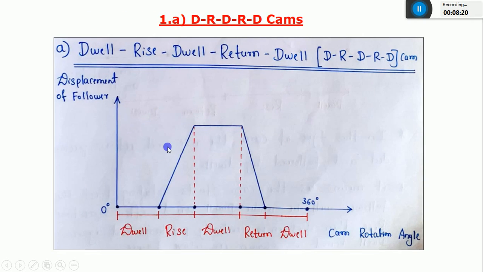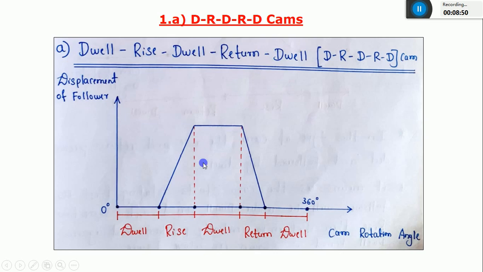So you can see along the x-axis, I have plotted the cam rotation angle from 0 to 360, and along the y-axis, I am plotting the displacement of the follower, or you can say the lift of the follower, the distance traveled from 0 to 10 mm, 20, 30, and 40. The maximum I am taking is 40 mm. The distance traveled by the follower is 40 mm, indicated with the alphabet S.